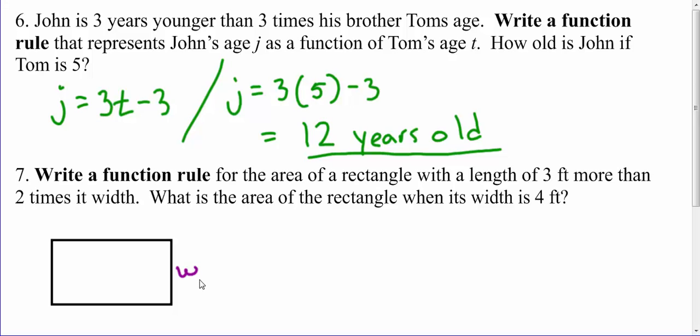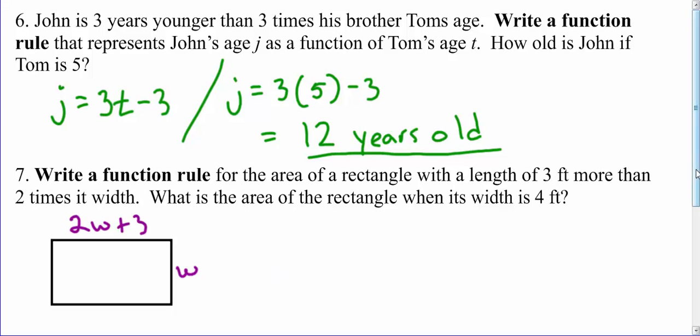So I'm going to put W right here. I'm going to put an S to make that its plural, like it's supposed to be. I think I just made it worse. There's a silent, invisible S right there. Not silent, just invisible. All right, so if this is the width and the length of the rectangle is 3 feet more than 2 times the width, well, 2 times the width is 2W. 3 feet more than that would be plus 3.